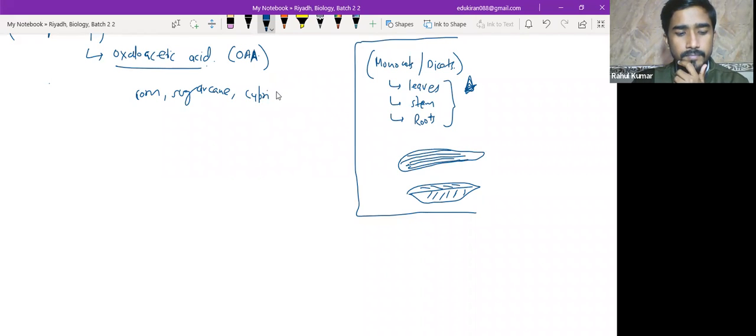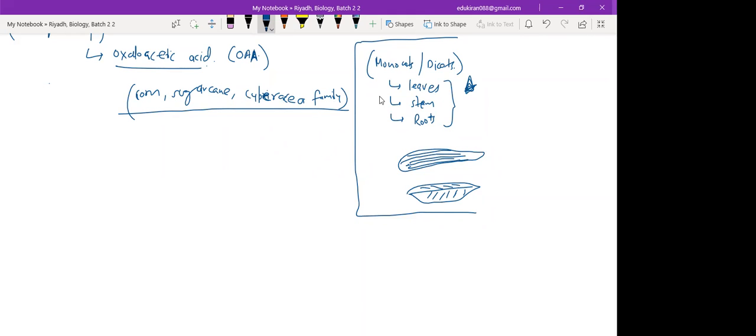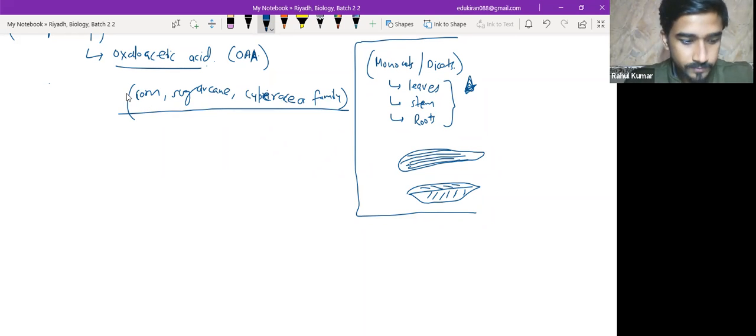Cypressy family. So all these plants are your C4 plants. I asked you actually to figure out what are C4 and C3 plants, some examples. Did you do that? If you have not done it, please do it. And write down one more point.